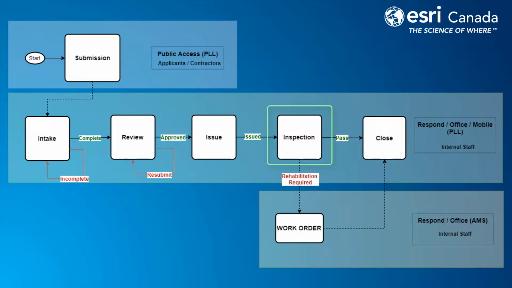To perform an inspection, I will showcase Cityworks' native mobile app to conduct an inspection while on site. We will then transition back to the computer and show the PLL interface in the Office version of Cityworks PLL and highlight integration points to AMS. Finally, I will wrap up the demo by highlighting the reporting features of Cityworks PLL. So let's begin.